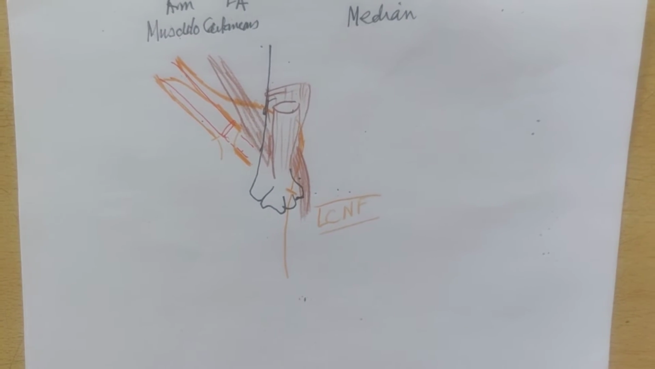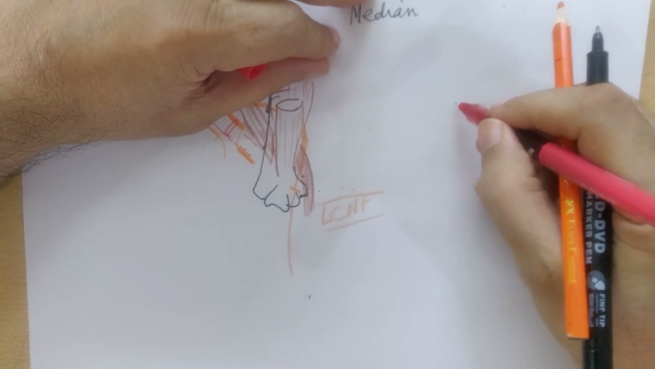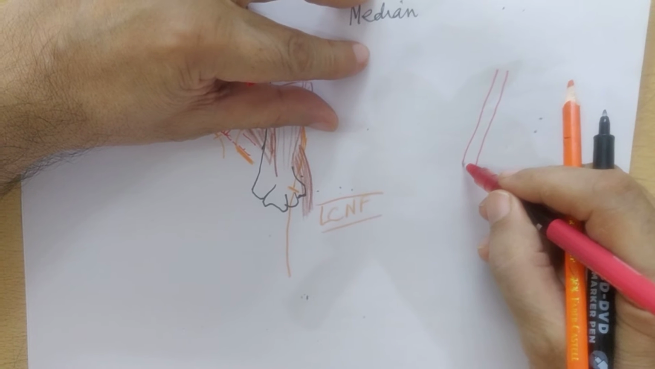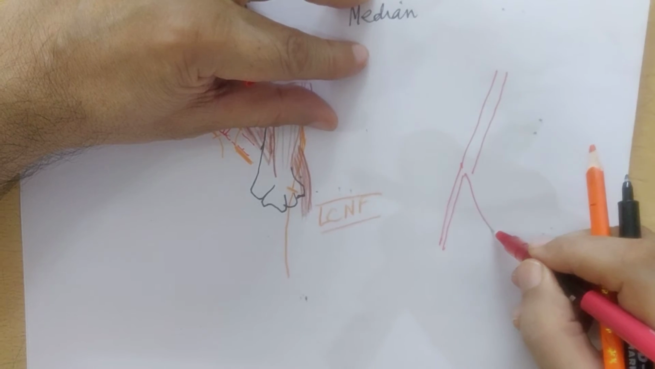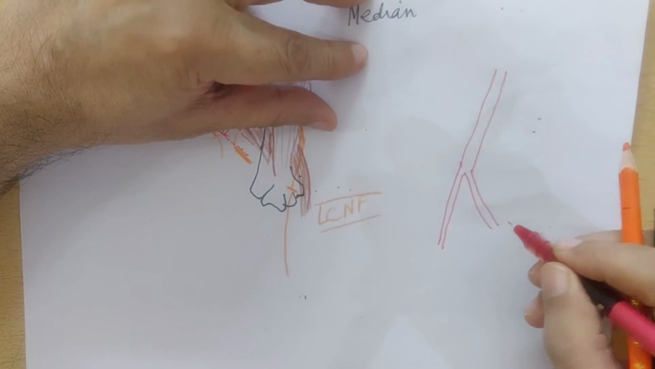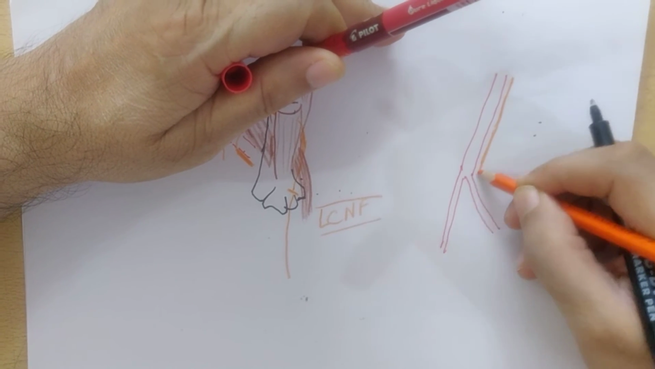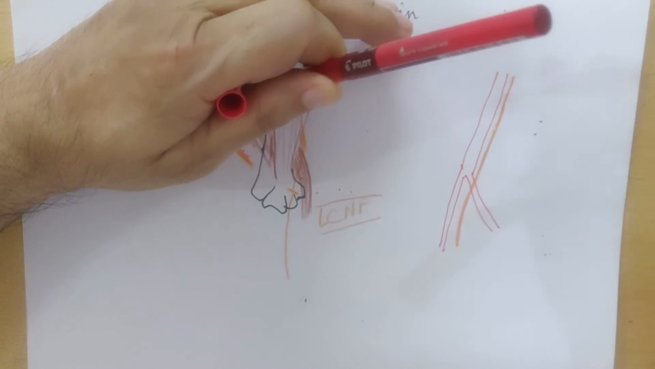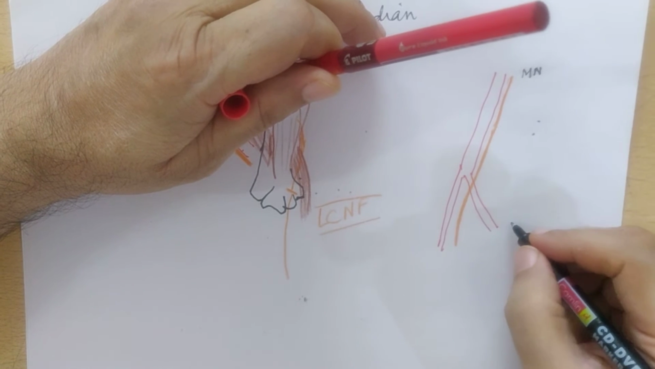Now we see how the median nerve approaches the elbow. So here is the artery, brachial artery, dividing into a radial artery and an ulnar artery. The median nerve, which is coming medial to it, will cross the ulnar artery like this. So this is the median nerve and this is the ulnar artery.